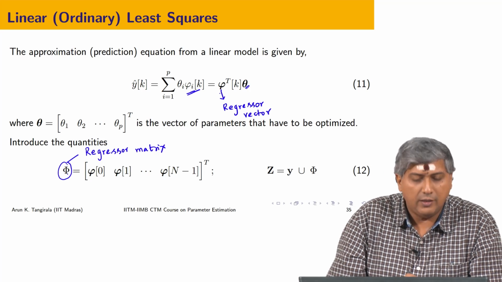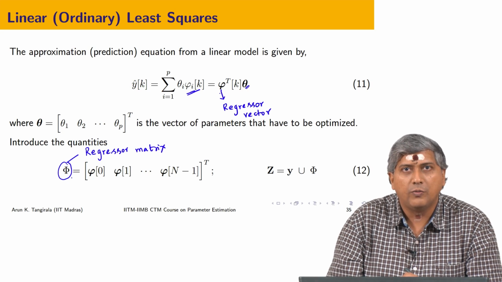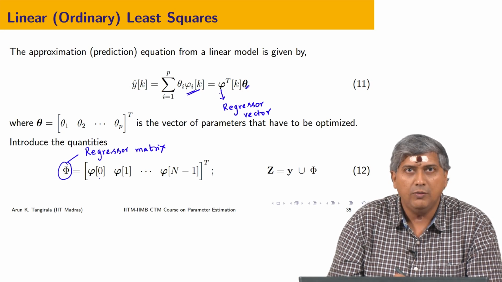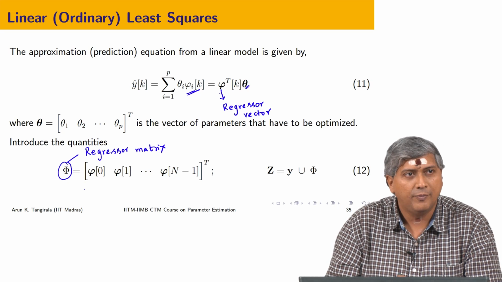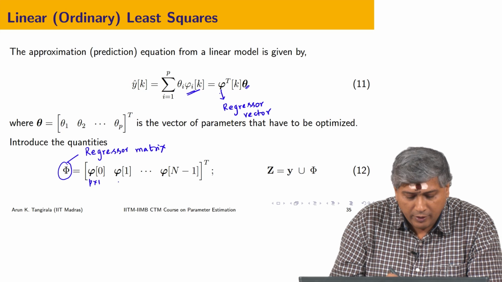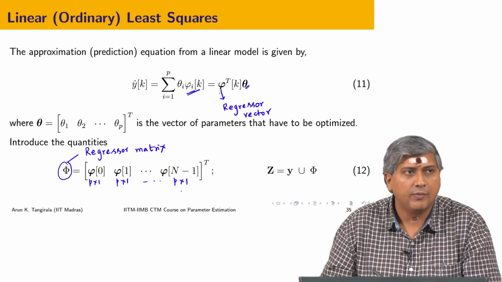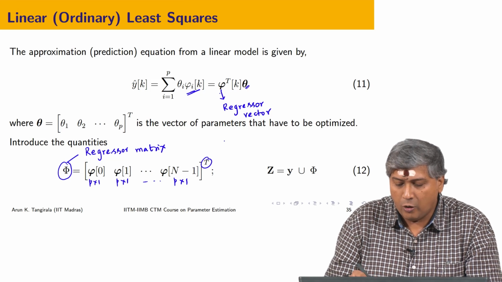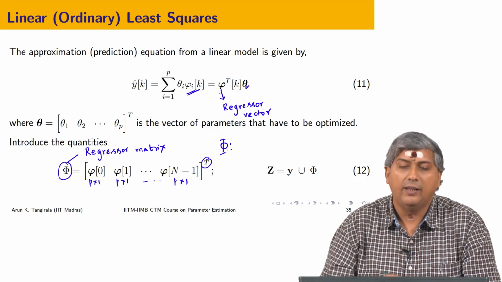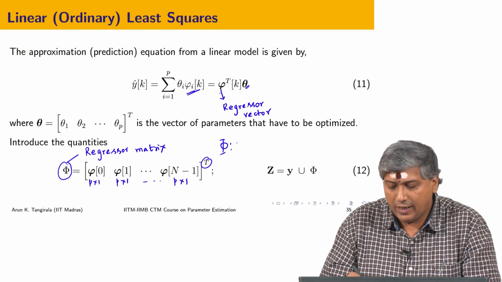So, look, this is a matrix, and it is good to know the size of this matrix. So, you have psi of 0, remember at each instant the regressor vector is p by 1. So, I have p by 1, p by 1, and I have n such p by 1s, but do not forget the transpose here. So, now my phi, what is the size of phi? Can you guess? It must be n by p.